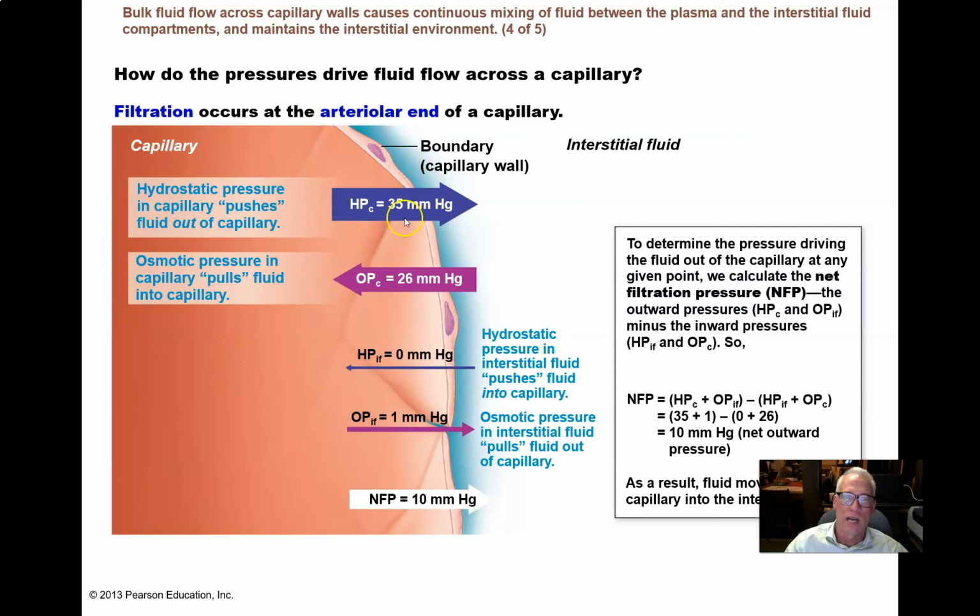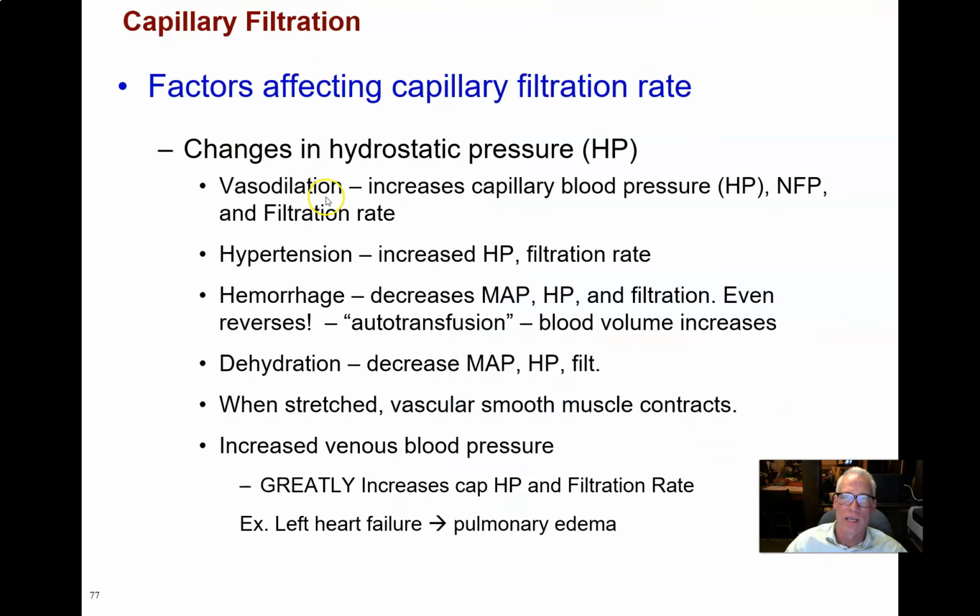If you vasodilate arterioles, this number is going to rise. It might be 40 millimeters of mercury instead of 35. Bigger hydrostatic pressure means more water is going to filter. So when you vasodilate, capillary filtration goes up. Why? Net filtration pressure goes up. And if you have a lot of vasodilation happening, you're going to have maybe even some water accumulating in the tissue. That's called edema.